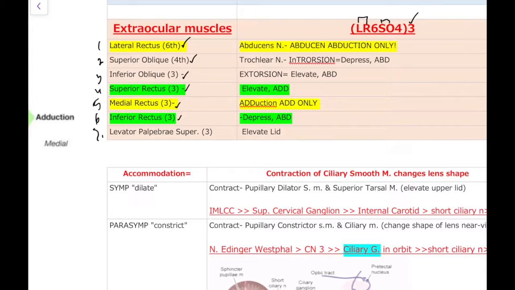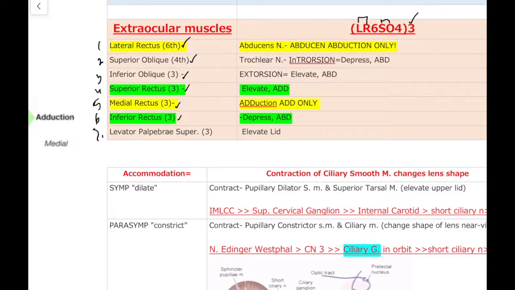If we talk about the function, the lateral rectus moves things laterally, so that means it is doing abduction, moving things away from the midline, innervated by 6, which is abducens. That's how the name comes. So lateral rectus moves lateral, meaning abduction, innervated by abducens. Superior oblique moves things in torsion. Basically, it's innervated by trochlear, so it does intorsion and depression. Then we have inferior oblique that does extorsion, elevation, and abduction.